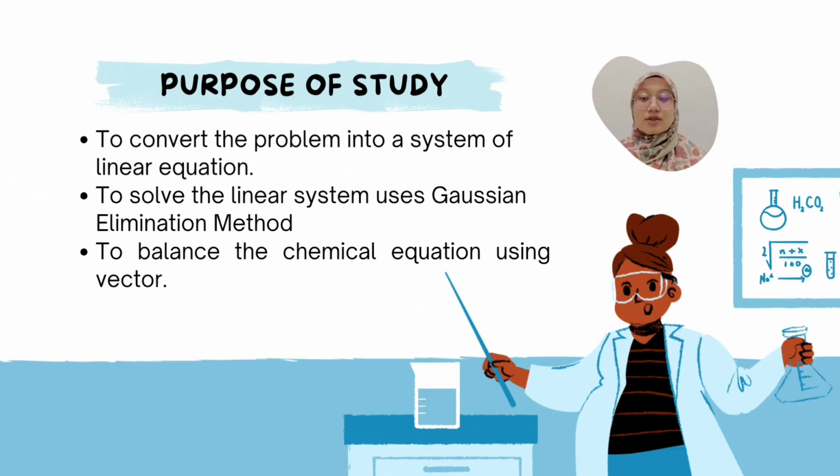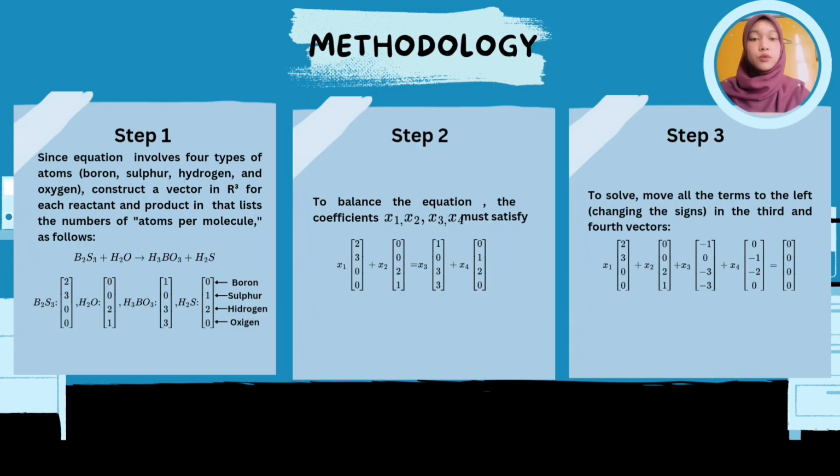The purpose of study for this group project is to convert the problem into a system of linear equations, to solve the linear system using the Gaussian elimination method, and also to balance the chemical equation using vectors. So we move to the methodology, for step 1.